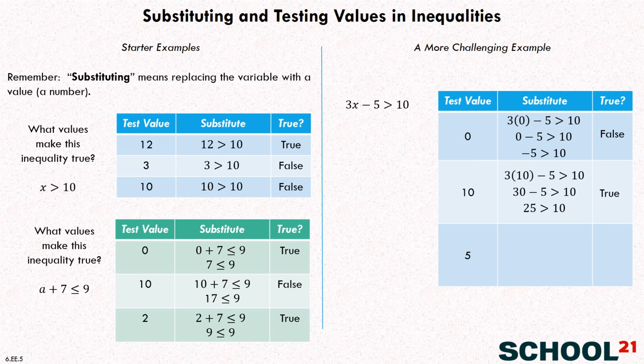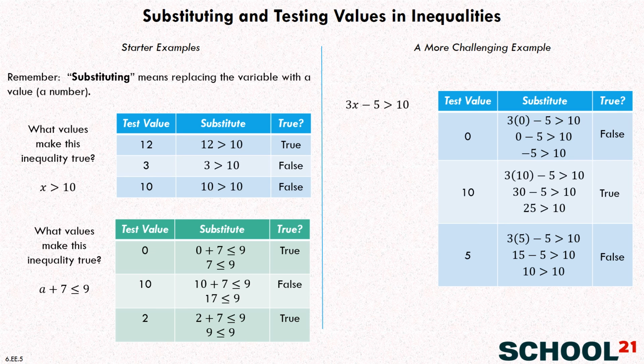What should I write in the next row down? 3 times 5 minus 5 is greater than 10. Okay, very good. And now what's 3 times 5? 15. So 15 minus 5 is greater than 10. And what's 15 minus 5? 10. So is 10 greater than 10? No, it's not. So that one is going to be false.